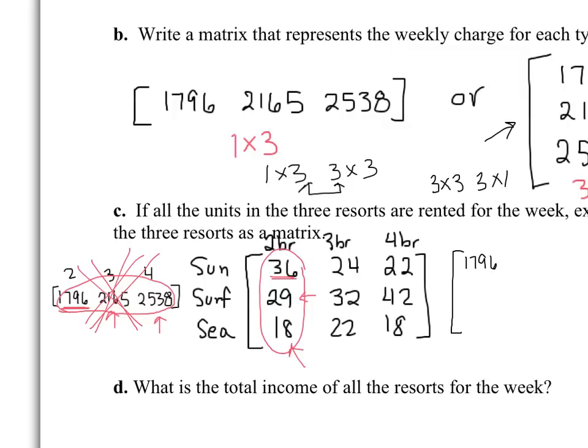1796, 2165, 2538. So now when I label it, this is my 2-bedroom, 3-bedroom, and 4-bedroom.